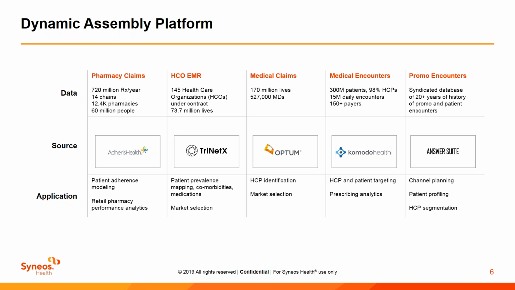Optum is our third. This covers medical claims, over 170 million lives across 527,000 medical doctors. This is a great source to start to understand what sites and the PIs might be most relevant to a study based on ICD-10s.